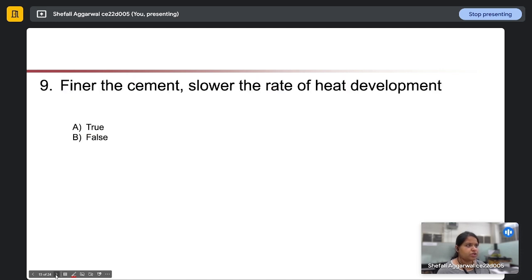Okay. So the next question is: finer the cement, slower is the rate of heat development. Is it true or false? If we have more fine cement, will the heat development be slower or faster? The answer is false. If we have more fine cement, the surface area of the cement particles will increase, and whenever it reacts with water, the heat of hydration will be much higher than with coarser cement.